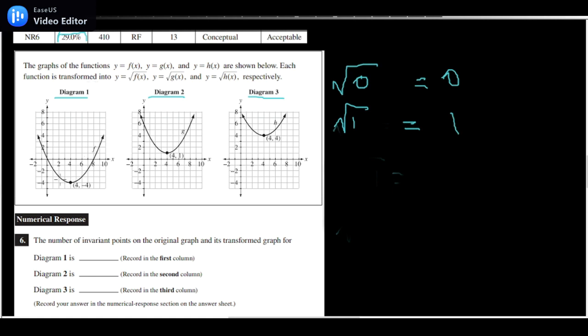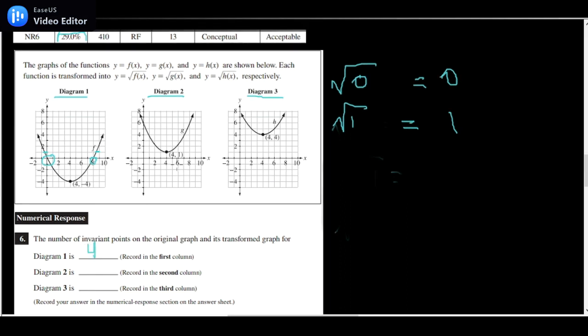of the graphs. So looking at diagram 1, we see there's 2 points where it equals 0. And then if we look at 1, which is over here, we see there's 2 points where the graph equals 1. So there's 4 invariant points on graph 1.